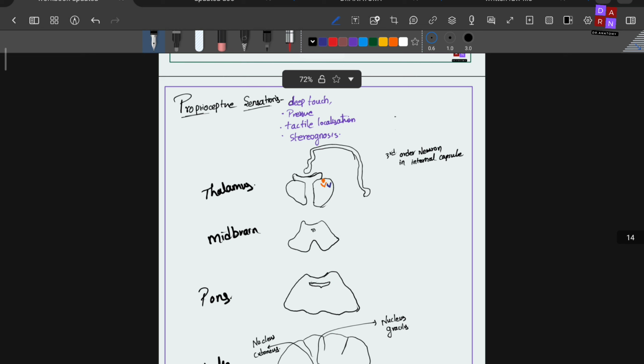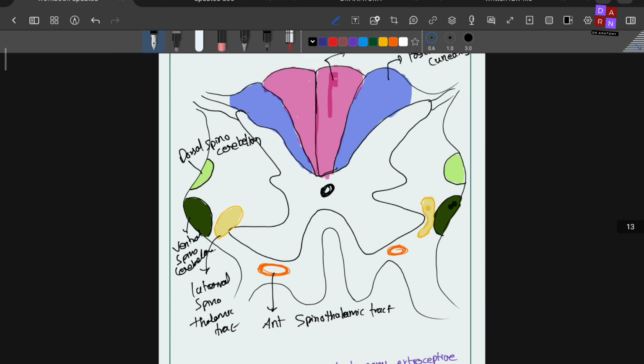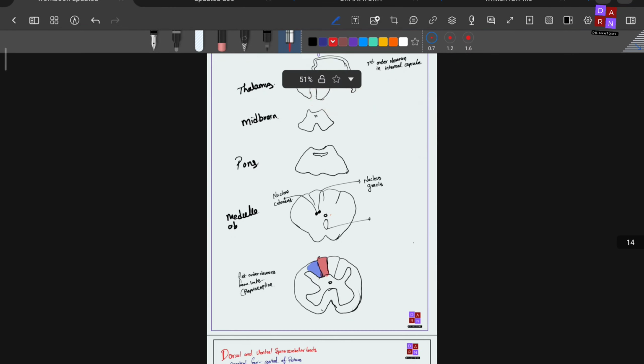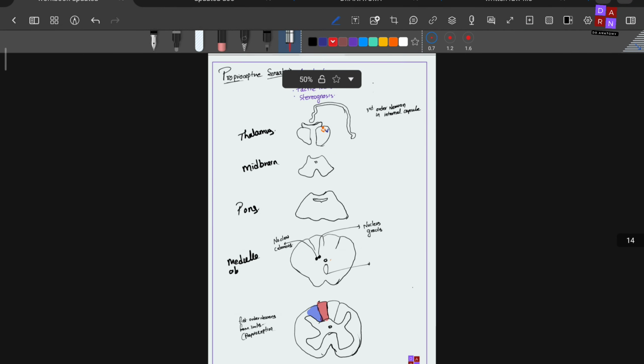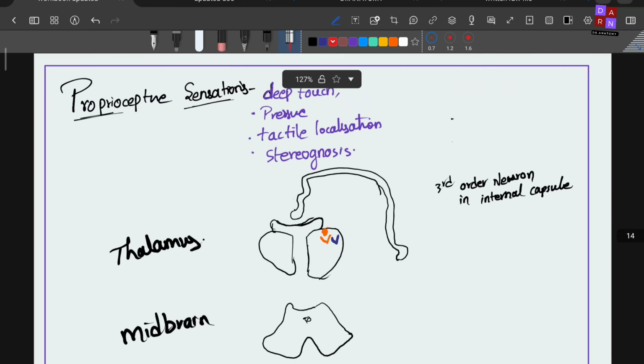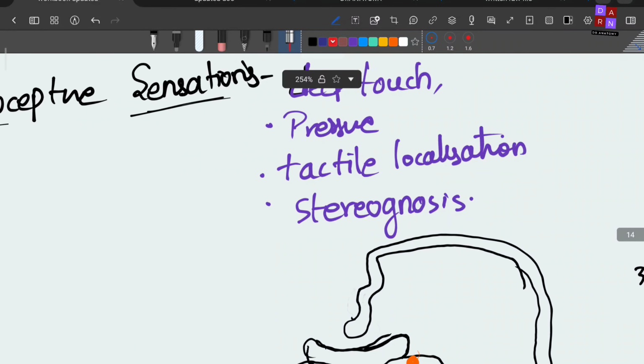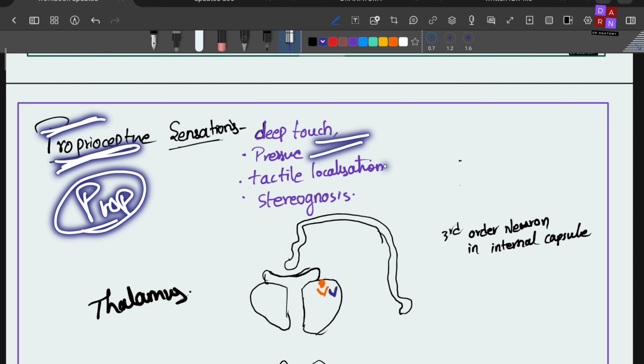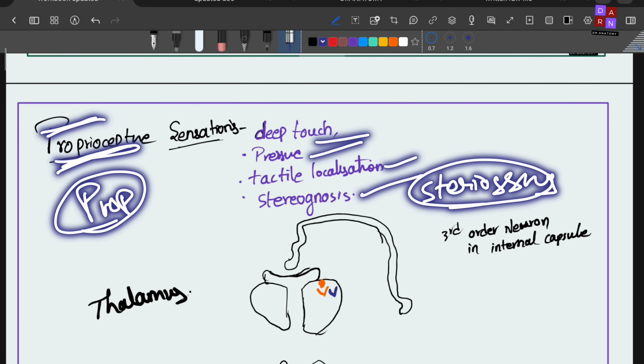Next we are going to discuss fasciculus gracilis and fasciculus cuneatus. These are present in the dorsal column of the spinal cord, and they ascend. They take proprioceptive sensations. As we discussed before, proprioceptive sensations are deep touch, pressure, tactile sensations, and stereognosis.